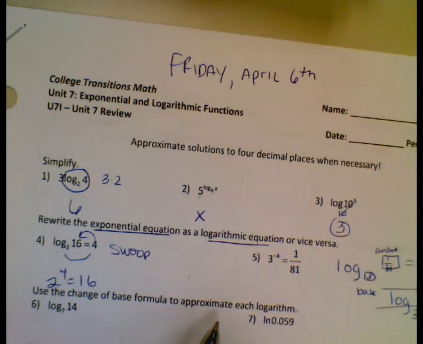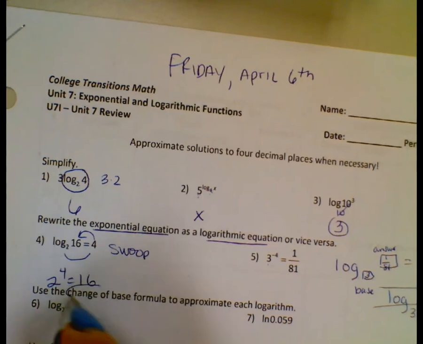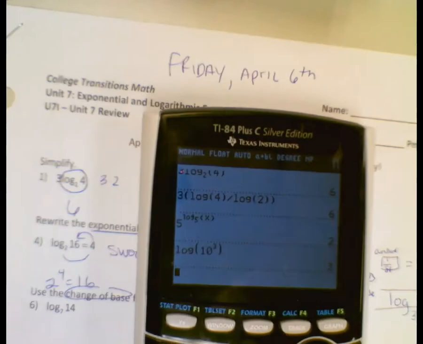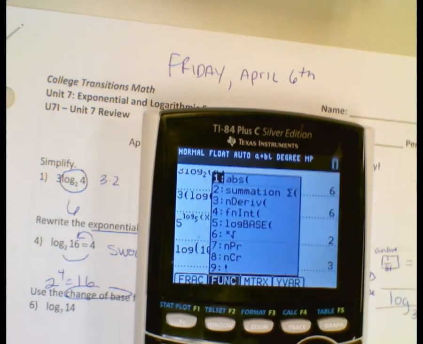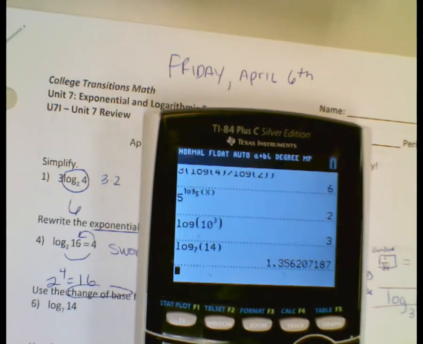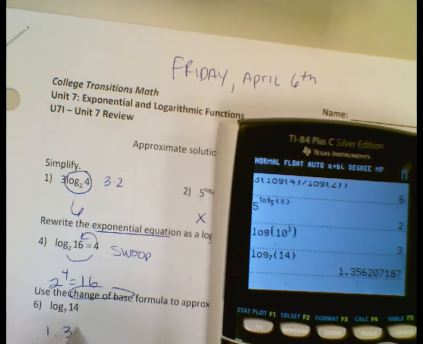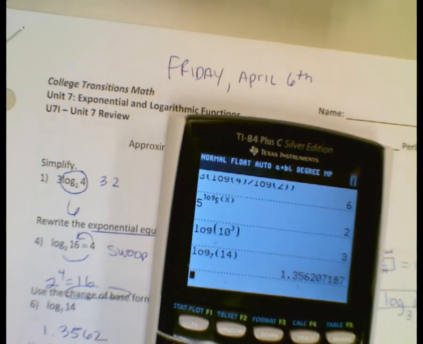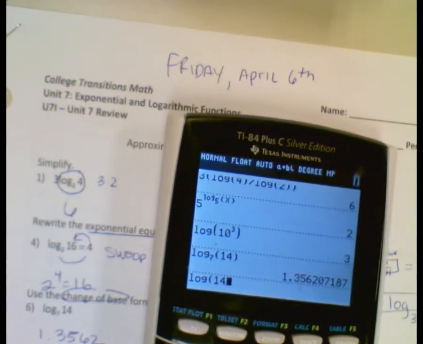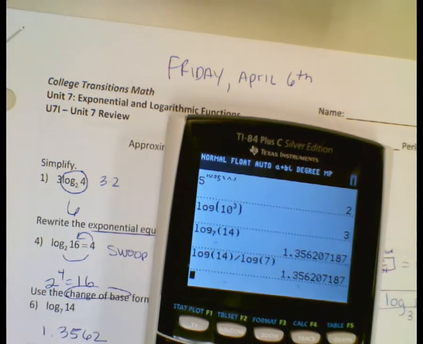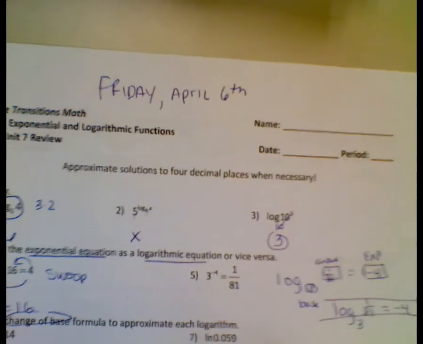Use the change of base formula to approximate each logarithm. You do not have to do this unless you have an old calculator. If you have a new calculator, just do your alpha window. Okay, so this answer, if you're doing alpha window, 5, 7, 14. So it's 1.3562. If you have the old calculator, it is log 14 divided by log 7. Same answer.